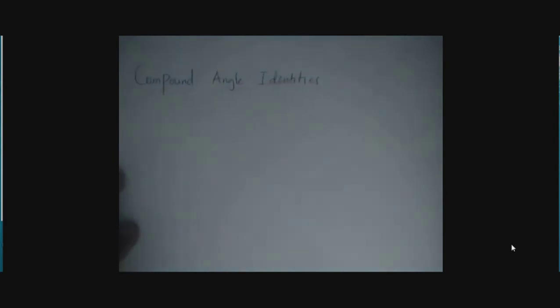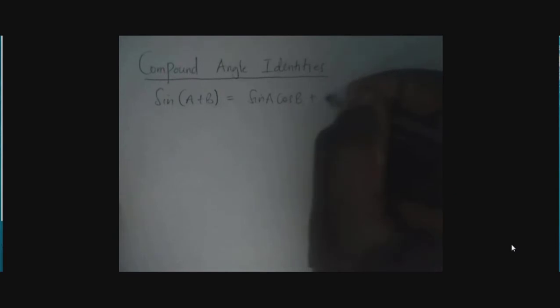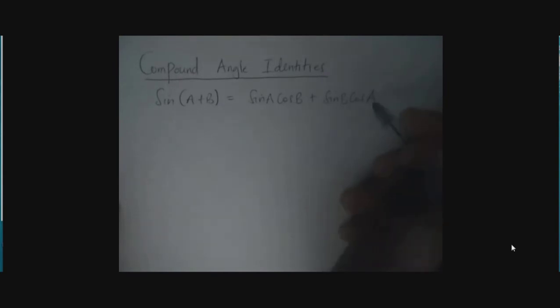We already discussed the compound angle identities, and then, okay, let me list those. The first one is sine. You have sine A plus B, that will be equals to sine A cos B plus sine B cos A, something like that.